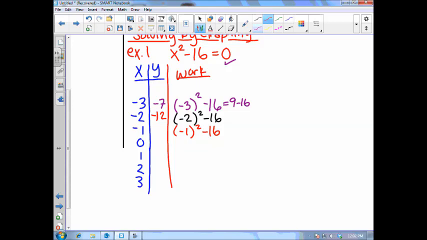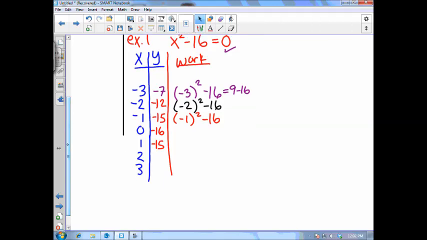Plug in negative 1 squared minus 16. Good, negative 15. Okay, then we plug in 0. Law, what do you get when we plug in 0? Negative 16. Okay, positive 1. Bo, what do we get when we plug in positive 1? Oh, we have a repeat. So if the negative 15s are hugging the negative 16, that means negative 16 is called the vertex. Once we start seeing the repeats, we've found the vertex.